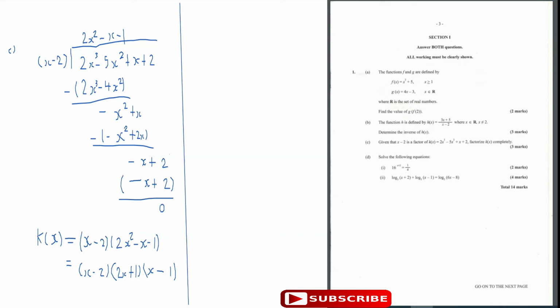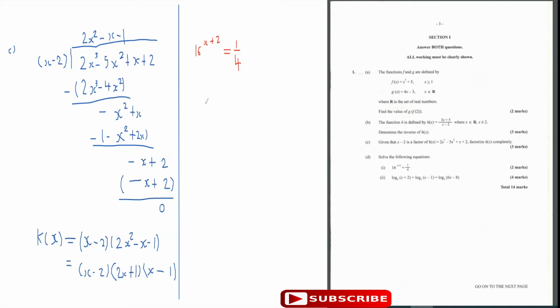Now let's work out the other parts of the question over here. It says now solve the following equations. So it gives us an indices question and asks us to solve. So let's solve the indices question. They say, okay, we have 16 to the x plus 2, and they say that's equal to a quarter. So if 16 to the x plus 2 is equal to a quarter, first thing is we know that we can write everything to base 4.